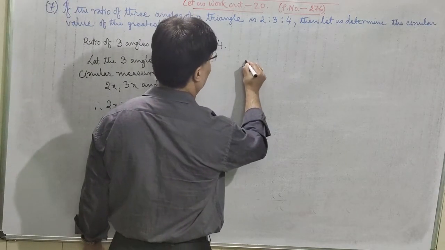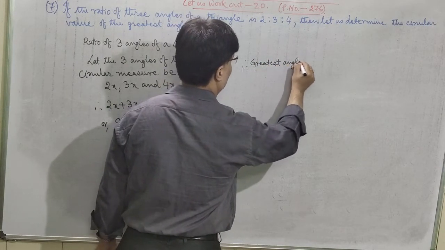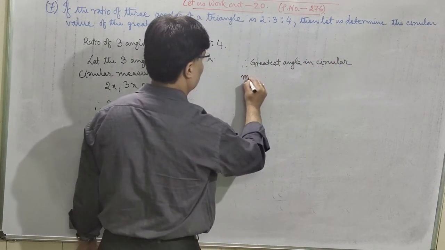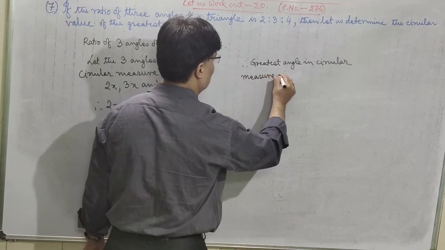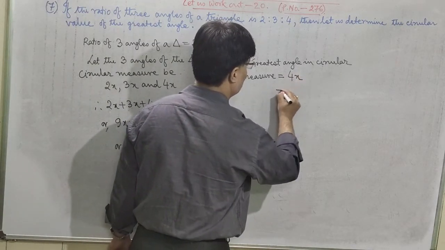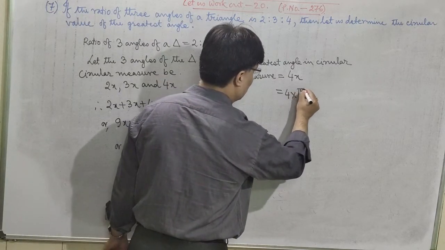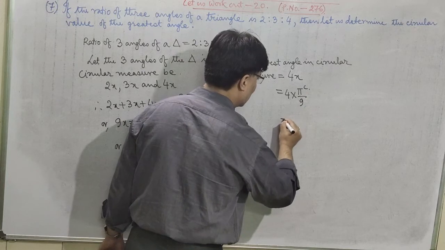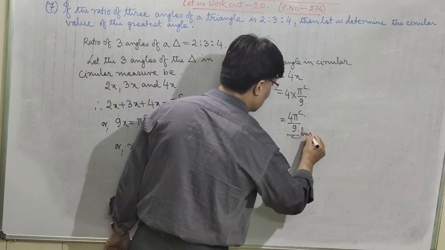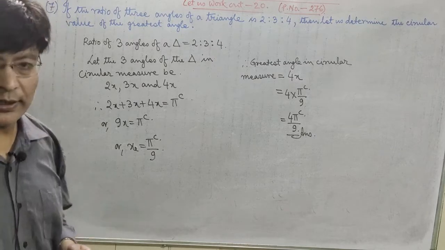So therefore the greatest angle in circular measure is equal to, how much is it? It is 4x, which is equal to 4 into, what is the value for x? It is pi radian by 9, which is equal to 4 pi radian divided by 9. So this is the final answer. So I think you have understood it. So you can copy it. Now we'll do the next question.